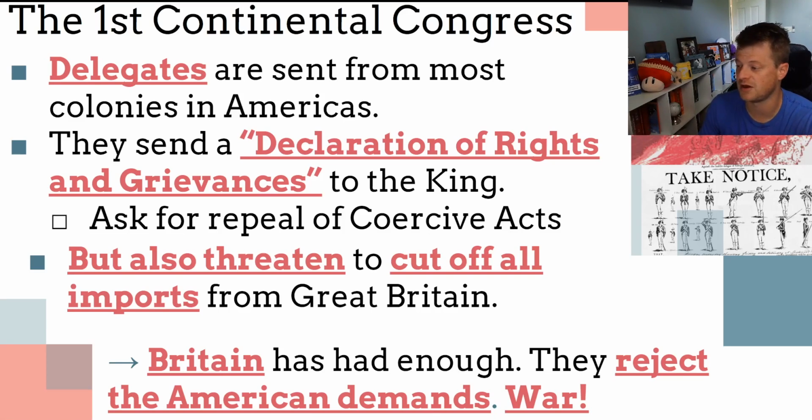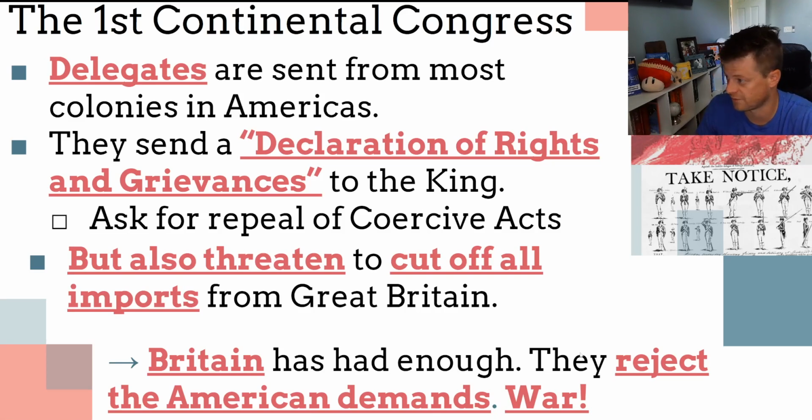You can pretty much think of this as, here's all the problems that we have. And then they add this little thing that says, please repeal the Coercive Acts, right? And then they add this little thing at the end that, hey, if you don't, we're going to cut off all importing from you. And when Britain gets this Declaration of Rights and Grievances and they send it over to the king, King George is done, right? They reject the Americans' demands, and we are off to the races, basically.